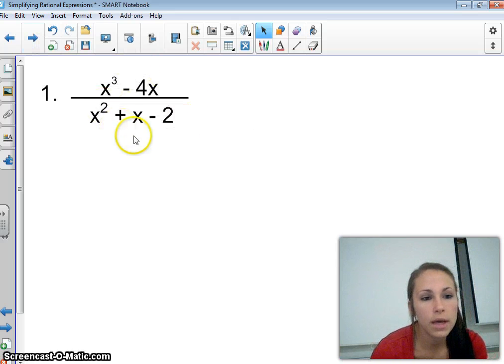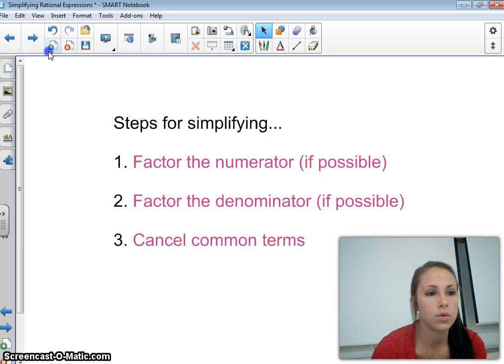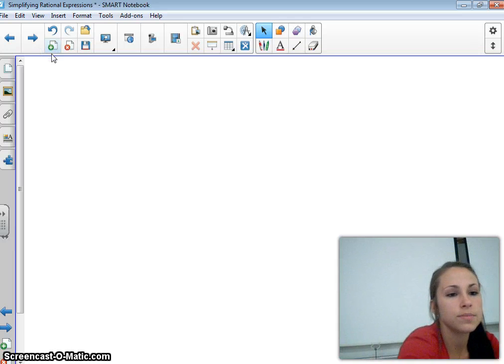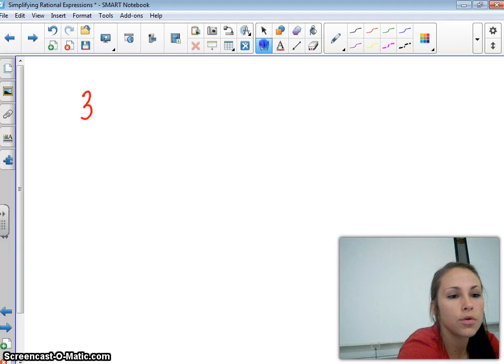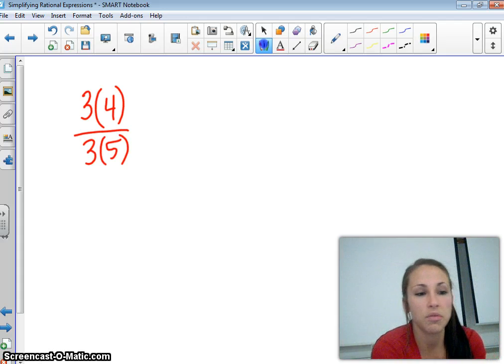Now, before we go ahead and start simplifying here, I want to talk to you about when you can and when you cannot cancel things out. So let's just add a page. Let's look at a fraction. Let's say I had 3 times 4 divided by 3 times 5. There's one of two ways that I could simplify this.